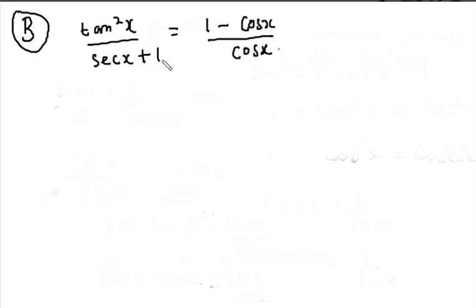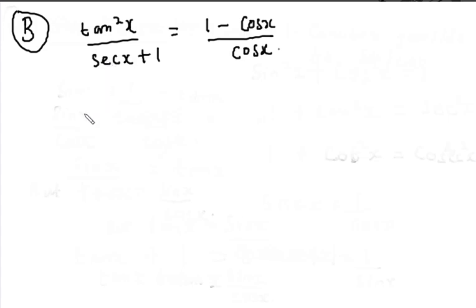Okay, let's take the next example. For this example, I'd advise that you pause the video and try this one out yourself. Like we did before, we have to pick a side first. Let's pick the left hand side. We can also pick the right hand side, but for this one I'm going to pick the left hand side. For the left hand side, we have to convert everything to sine and cosines.